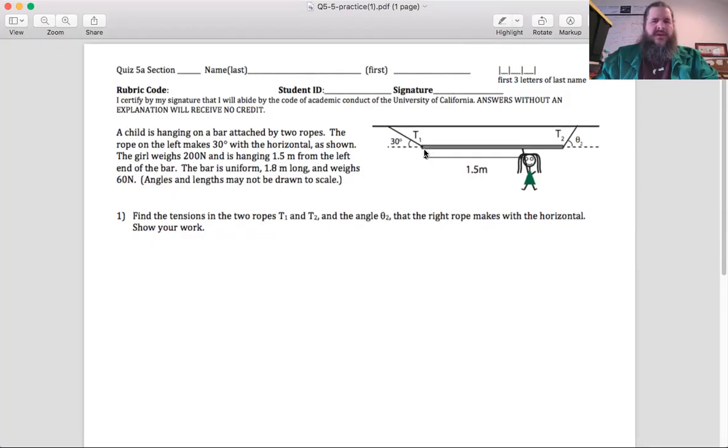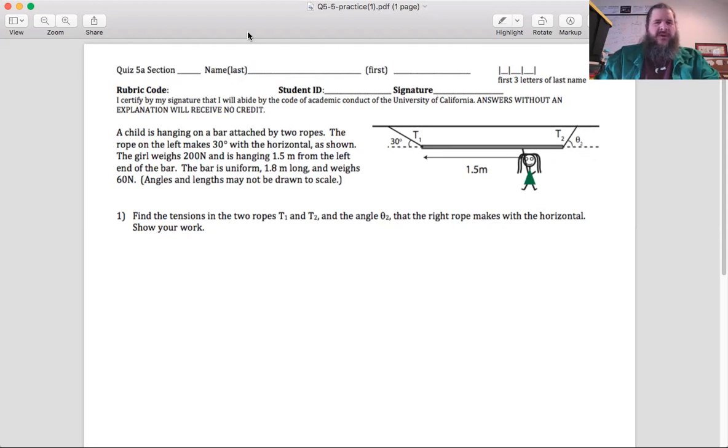So we are missing the magnitude of tension 1, the magnitude of tension 2, and the angle of tension 2. So that's 3 unknowns. Ideally, we want to have 3 equations in order to figure that out. Because generally, as long as you have as many equations as you have unknowns, that tends to form a system that can be solved.